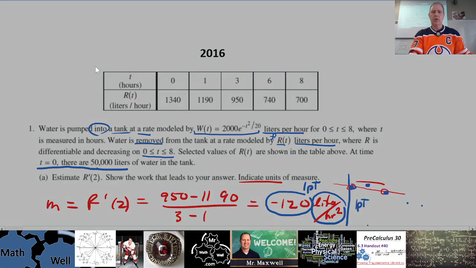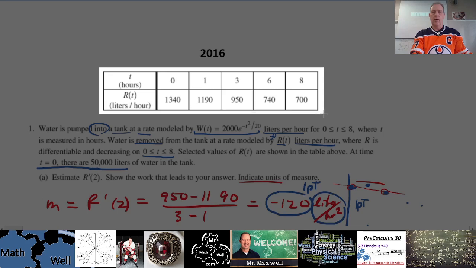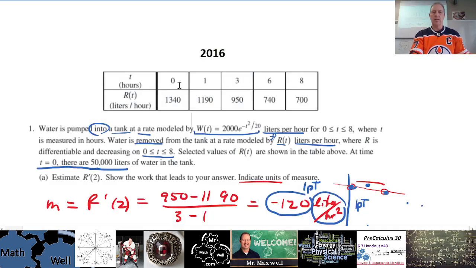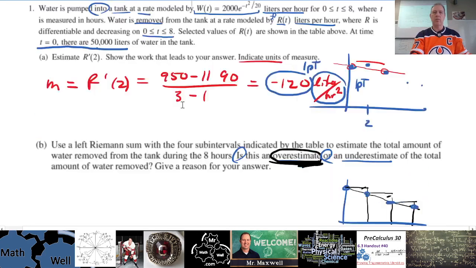Left Riemann sum, so you're going to take the width of 0 to 1, and then you're going to take the very first point as the left corner, right? So 1 times 1340, that's where you're going to start.